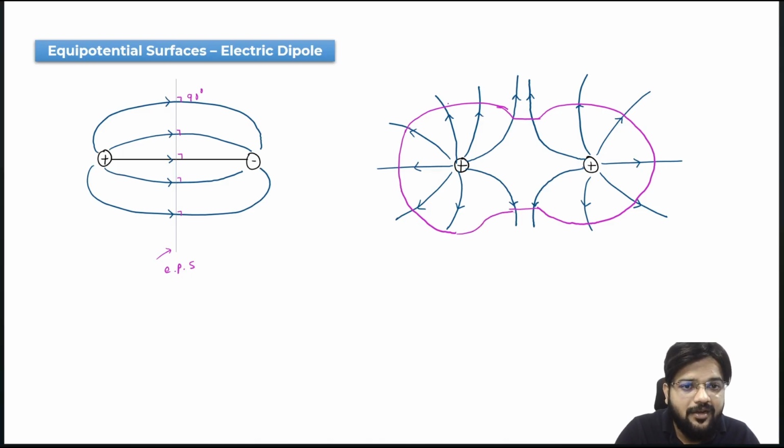So here we will get a dumbbell shape, everyone, correct? If we draw the equipotential surface for these two isolated positive charges, we are getting a dumbbell shape, everyone, correct? Note down.